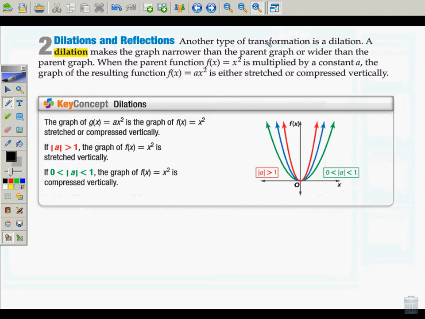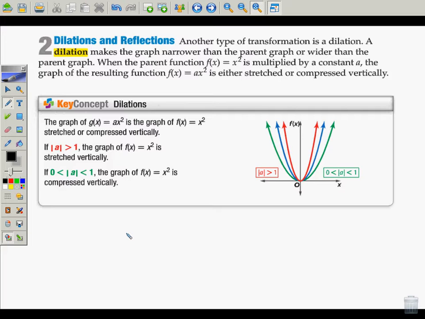We talked about translations. Now we're going to talk about dilations and reflections. The word dilation, you may have heard that. People talk about dilated pupils. That would be like when your eyes get bigger or smaller. The pupil gets bigger or smaller depending on how much light there is.